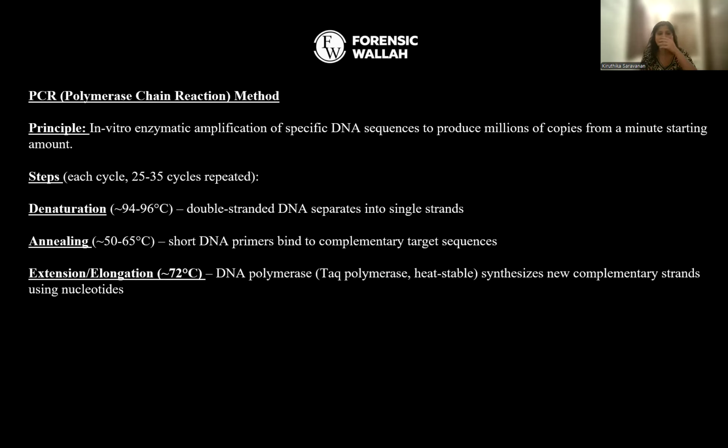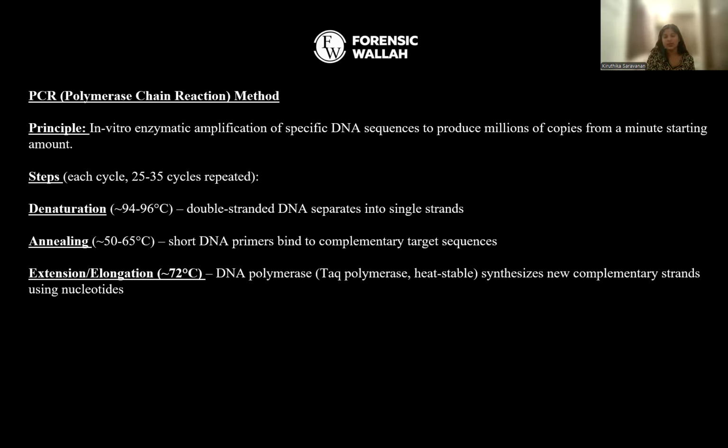So what are the steps involved here? We have to do 25 to 35 cycles, repeated. In one cycle, the first step is denaturation. Denaturation is basically like degradation. We apply a lot of heat, 94 to 96 degrees Celsius, and the double stranded DNA helix gets separated into two single strands.